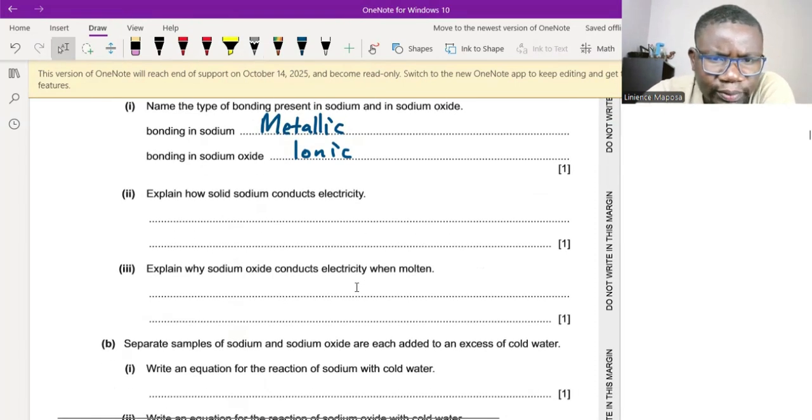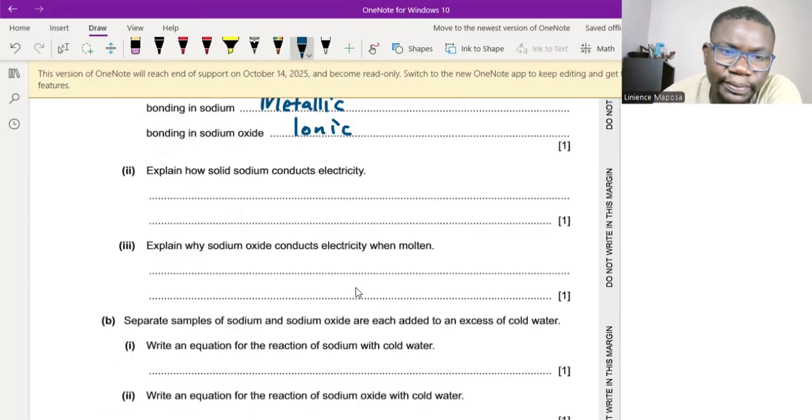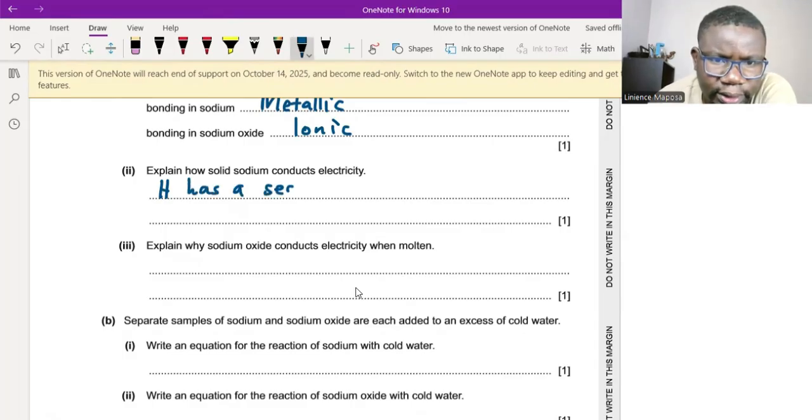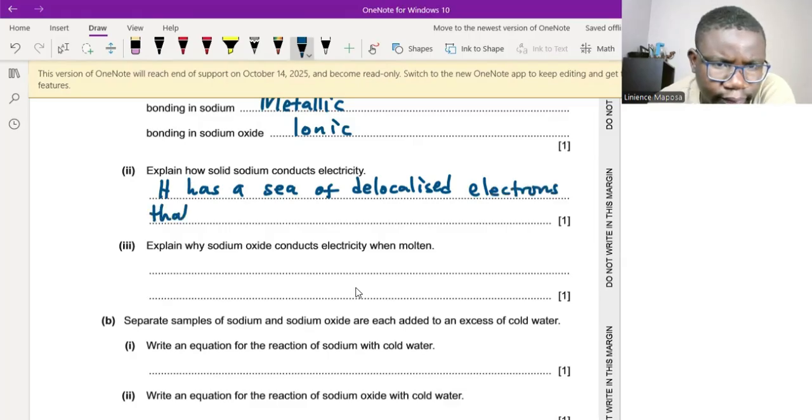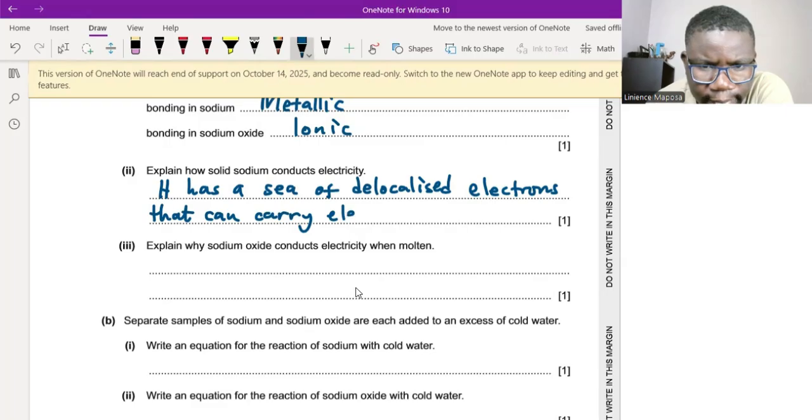Explain how solid sodium conducts electricity. Solid sodium, so that's the metal, isn't it? Not the ionic compound. Okay, it has a sea of delocalized electrons that can carry electrical charge.